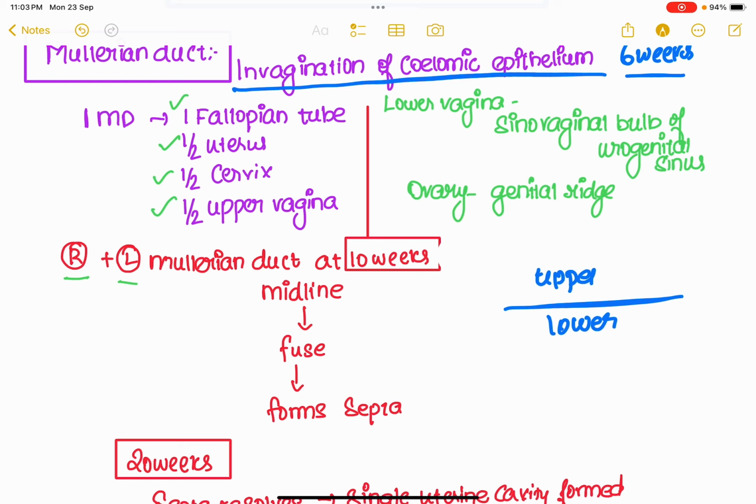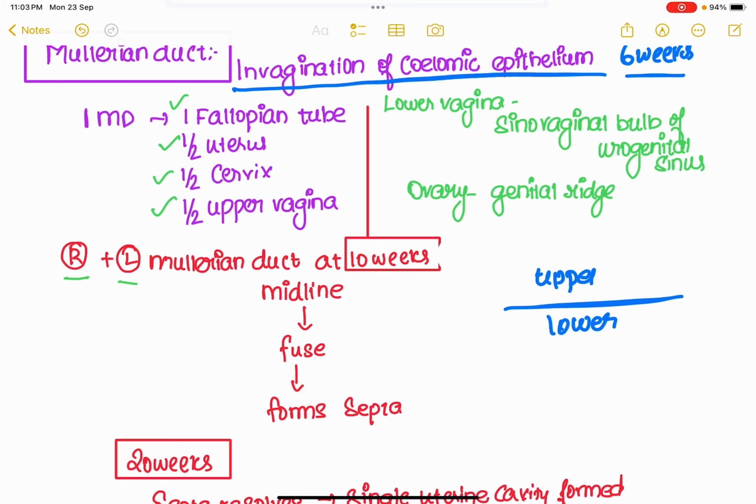Is that clear? Yes. One side's Mullerian duct will give rise to one fallopian tube of that side, and the other side's duct will give rise to the fallopian tube of the other side. So basically we have two fallopian tubes, one single uterine cavity, one cervix and one vagina in every normal female. Each Mullerian duct gives one fallopian tube, half of the uterus, half of the cervix and half of the upper vagina. Once these halves merge with the other side's half, it results in the formation of a single uterus, single cervix and single upper vagina, and two fallopian tubes are formed.